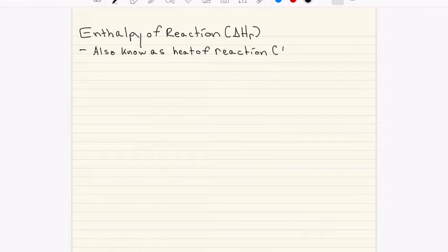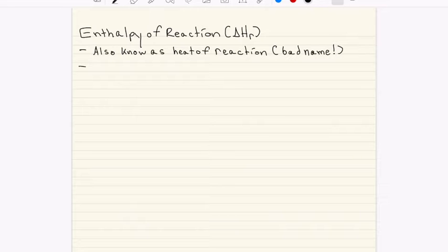But of course, we know that this is somewhat of a misleading name, because according to the energy balance, delta H doesn't have to be equal to Q. It depends on what the other terms in the energy balance are. And so, at least for this course, I'm going to just refer to it as the enthalpy of reaction, or just delta H of R.